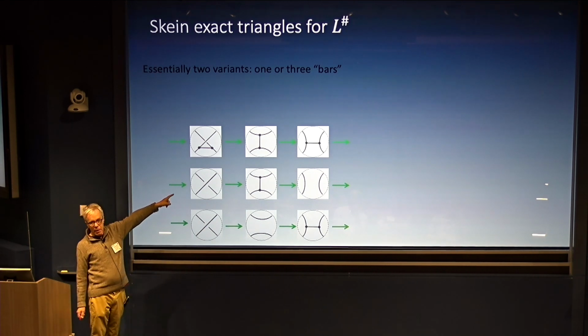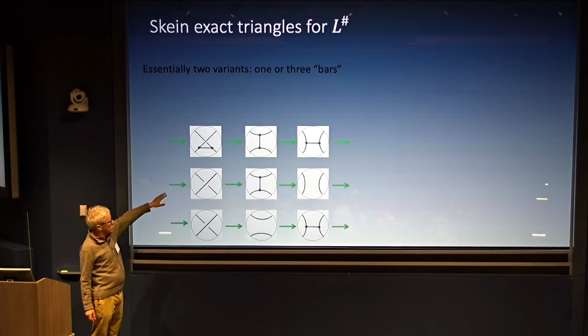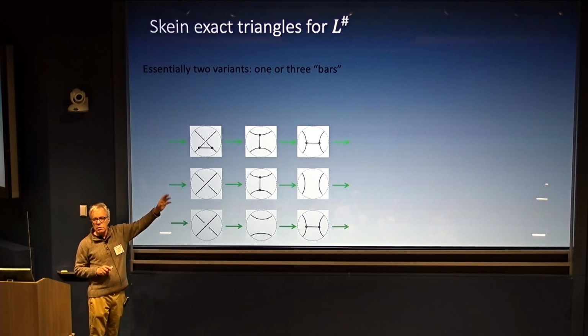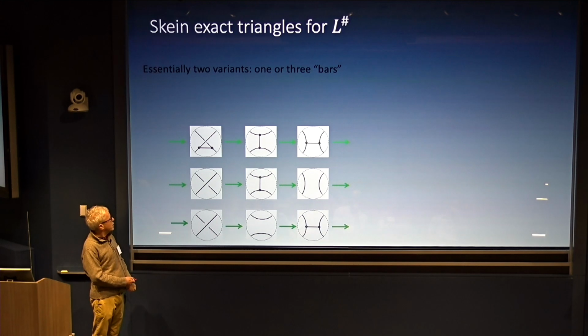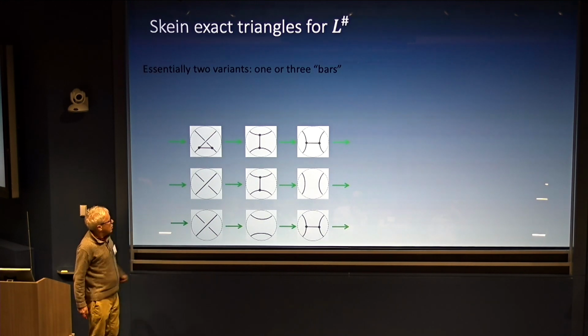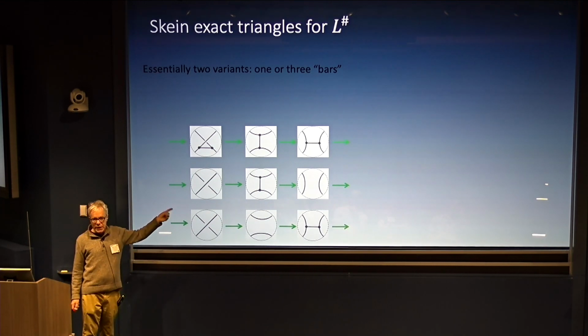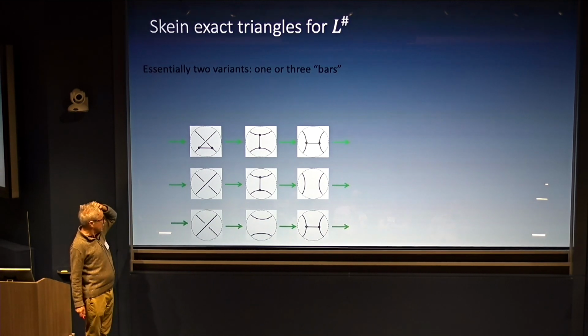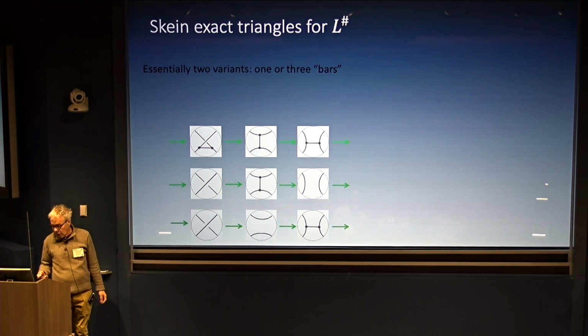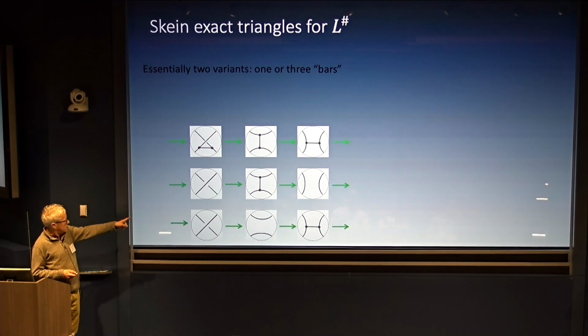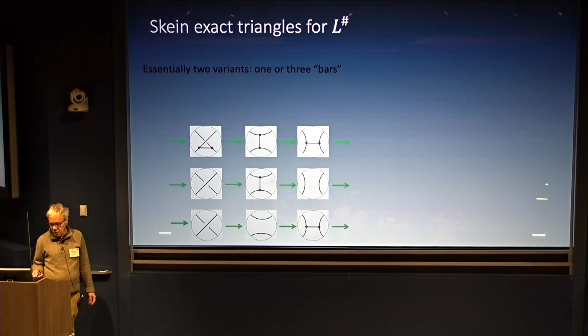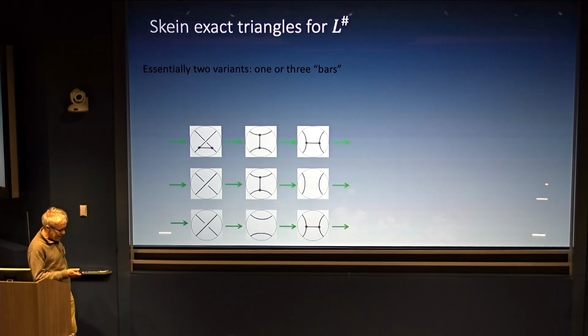If you ignore the little crossbars, what's left looks like the standard unoriented Skein sequence, but there are just 3 bars, one added to each. L-sharp also satisfies, in the second row, a very similar exact triangle, but instead of adding a bar to all 3, a bar is added to just one of these. It turns out that you can put that bar on any of them, so there's also this third exact triangle illustrated here with the bar there.